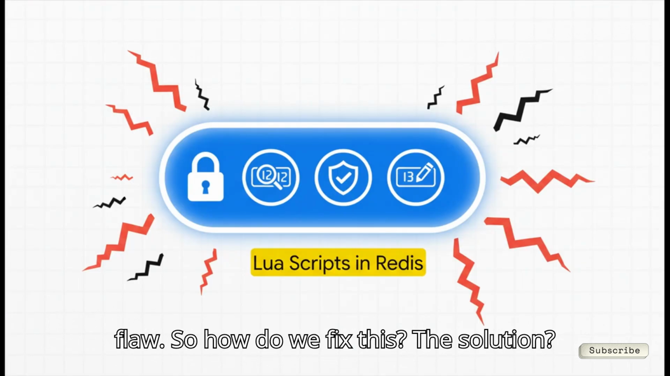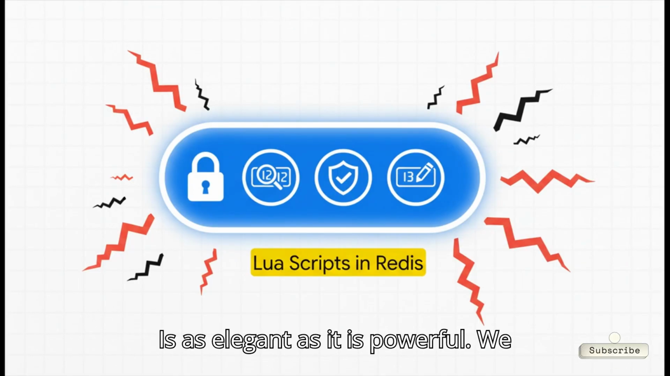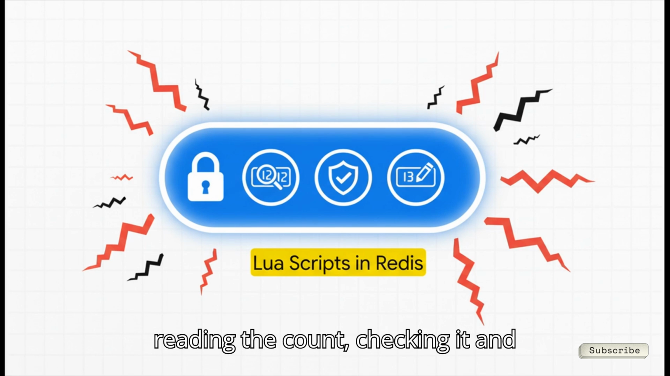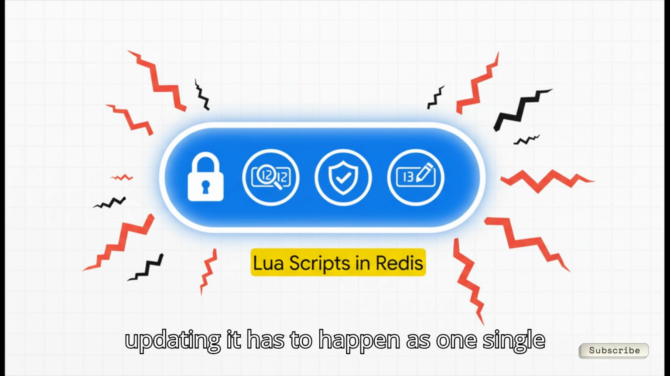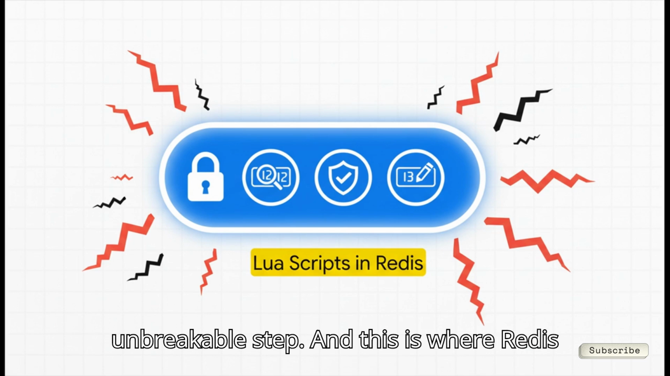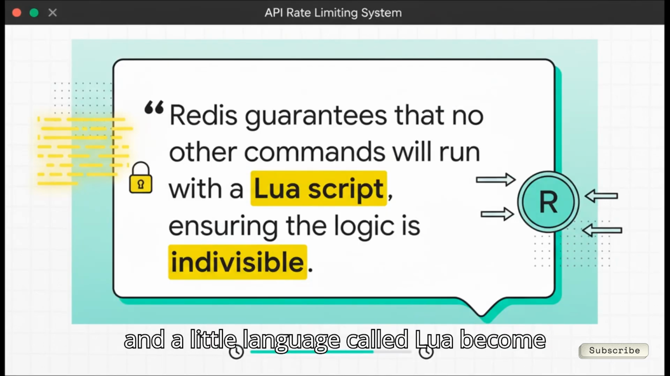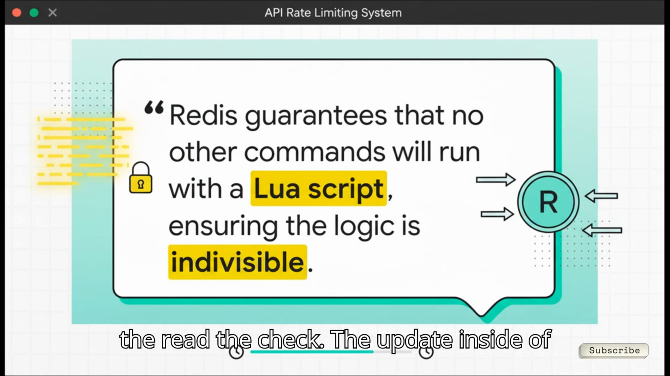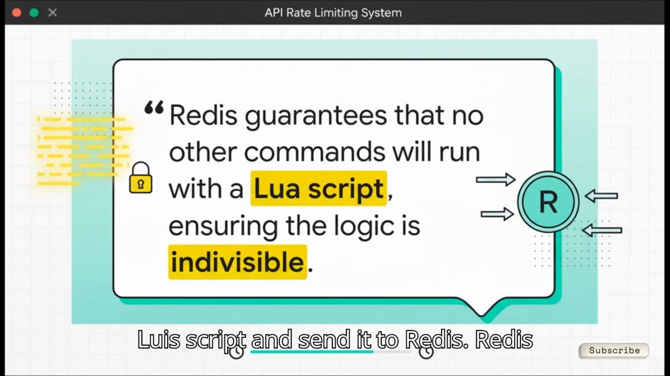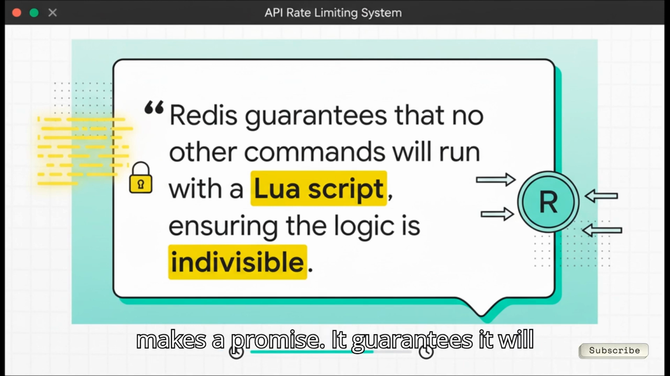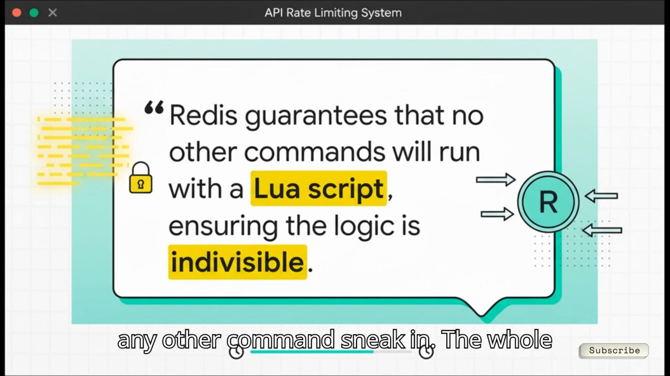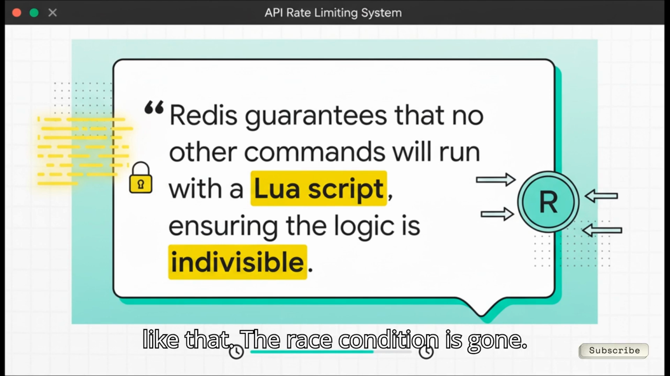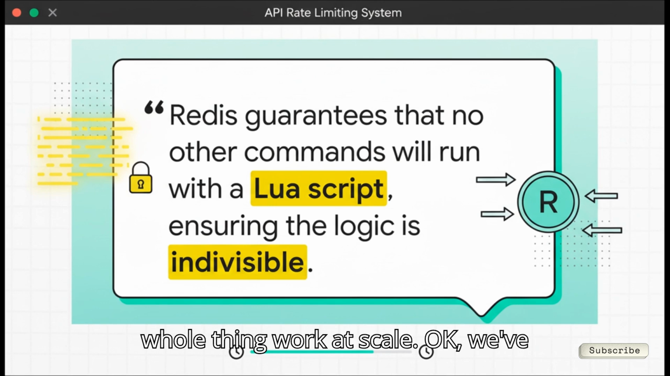So, how do we fix this? The solution is as elegant as it is powerful. We use something called atomic operations. Atomic just means the entire process of reading the count, checking it, and updating it has to happen as one single unbreakable step. And this is where Redis and a little language called Lua become our heroes. When you wrap all your logic, the read, the check, the update, inside a Lua script and send it to Redis, Redis makes a promise. It guarantees it will run that entire script without letting any other command sneak in. The whole thing becomes indivisible. And just like that, the race condition is gone. It's the secret sauce that makes this whole thing work at scale.